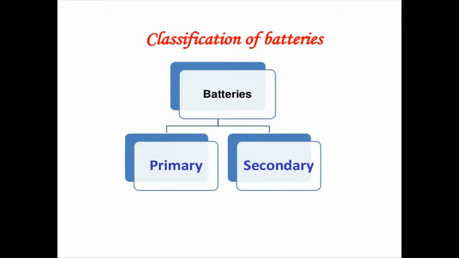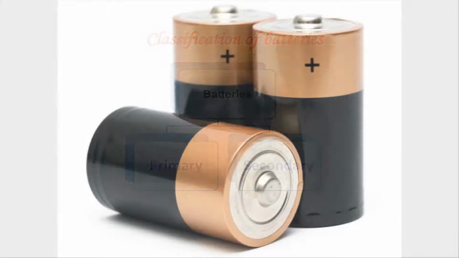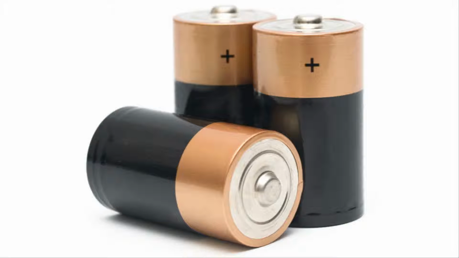Batteries are classified into primary and secondary forms. Primary batteries irreversibly transform chemical energy to electrical energy. When the supply of reactants is exhausted, energy cannot be readily restored to the battery. Primary batteries or primary cells can produce current immediately on assembly.